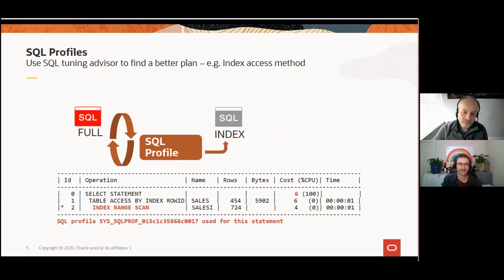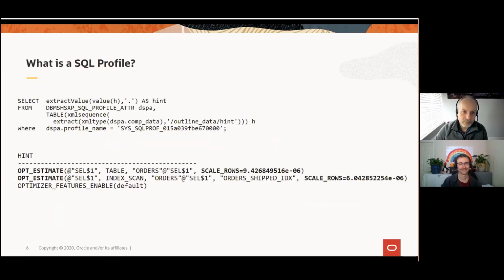So in this particular example, we've created a SQL profile. It happens to be using an index range scan. And if you create a plan from the SQL statement, you'll see SQL profile, and then the name is used for this statement. So it's fairly clear when they're being used, of course.